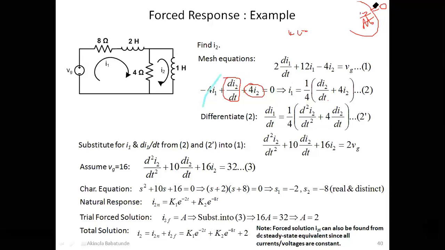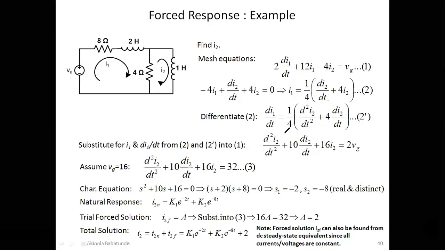Just add and subtract and do some mathematical manipulations. If you do that, what you would obtain is that I1 would be equal to 1 over 4 into bracket the dI2/dt plus 4 I2. If you rearrange these, that's what you're going to obtain, mathematically speaking. So that becomes your equation 2.